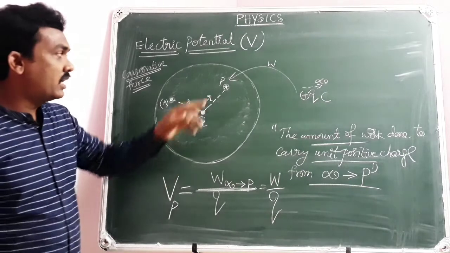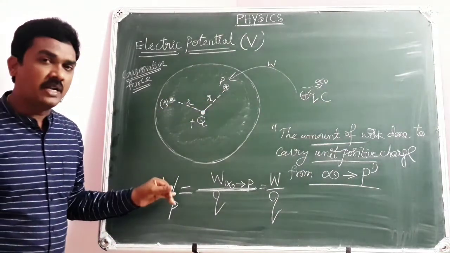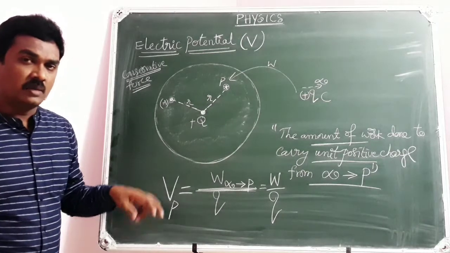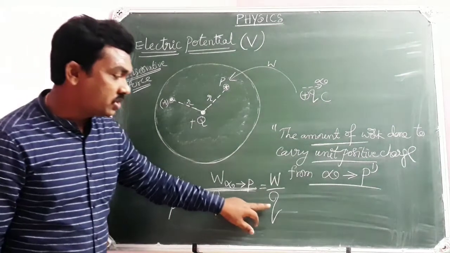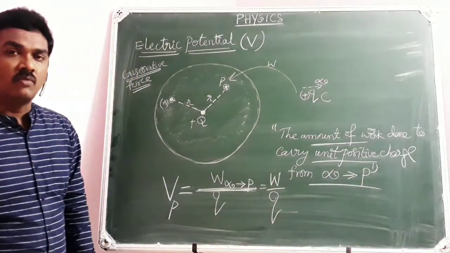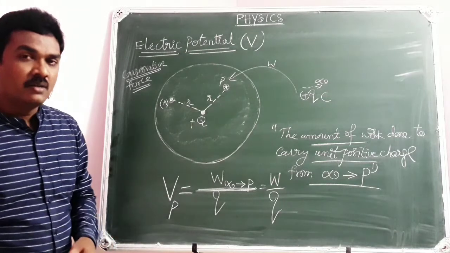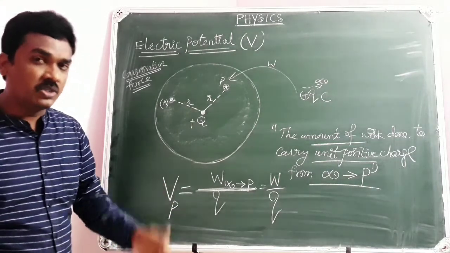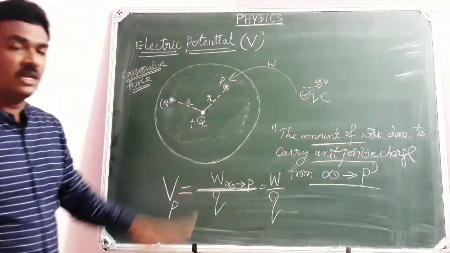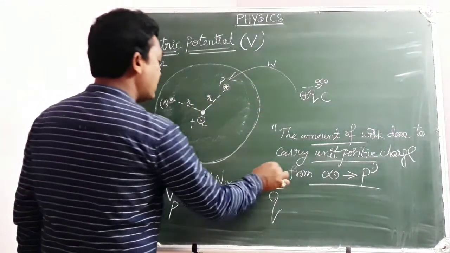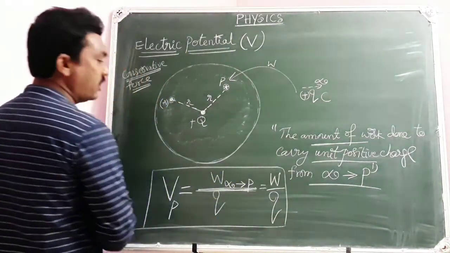So how do we measure the electric potential at a point? Electric potential at a point is the measure of work done per unit positive charge. Like cost per ton, it is work done per unit positive charge to carry from infinite distance to P in the electric field. This is the basic definition of electric potential.